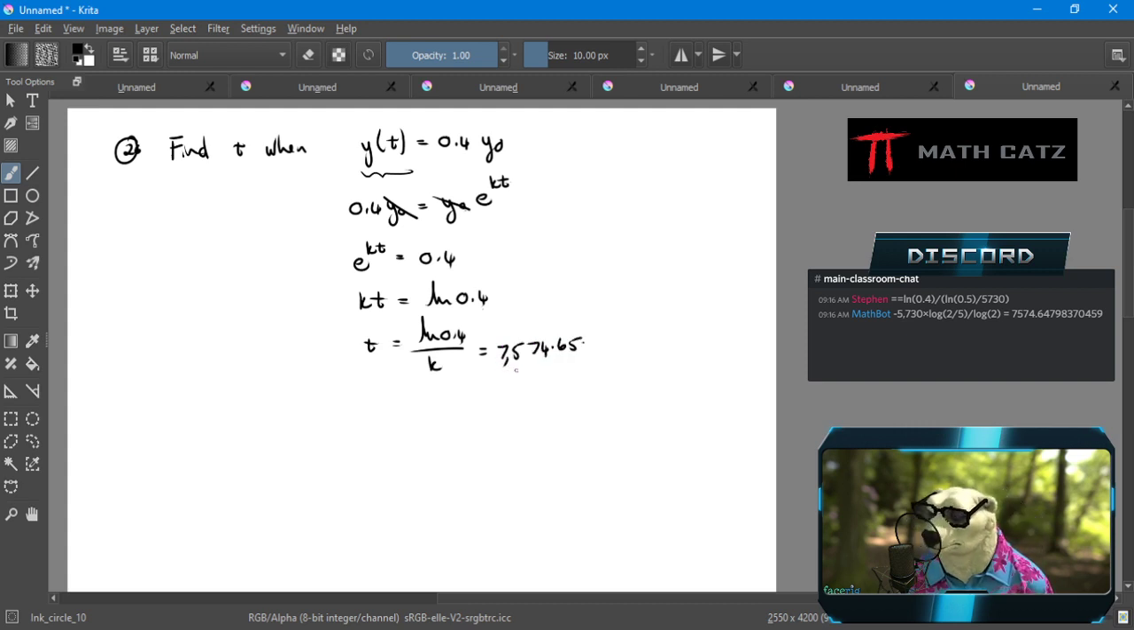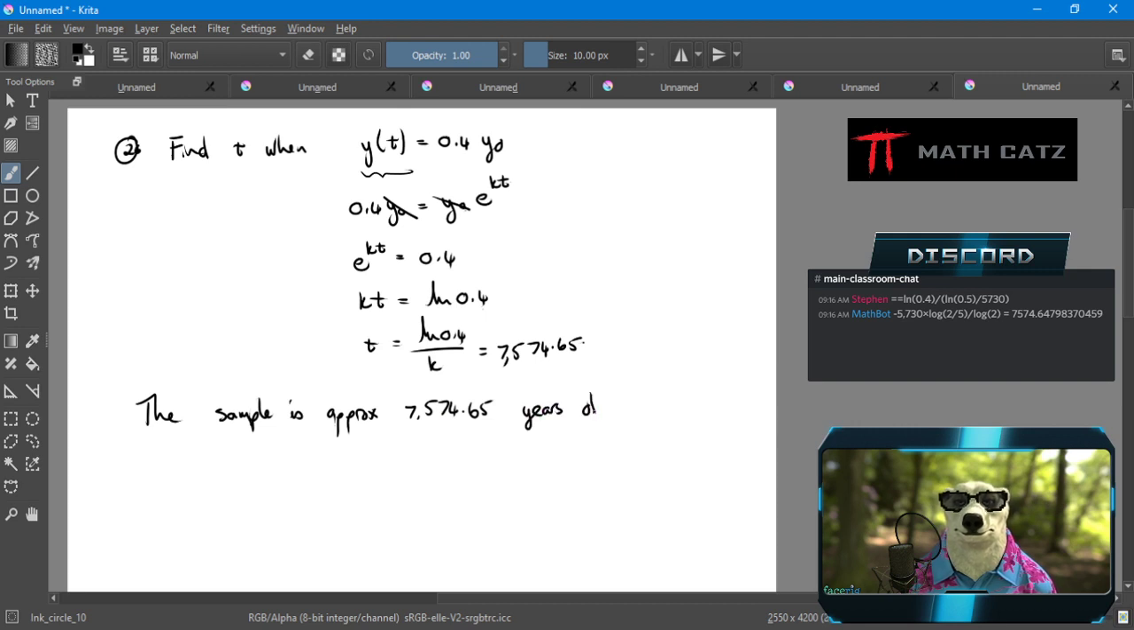7574.65. So I could say the sample is approximately 7,574.65 years old. So even with this basic differential equation, there are a lot of interesting things and very practically relevant things one can do, like carbon dating and things like that.